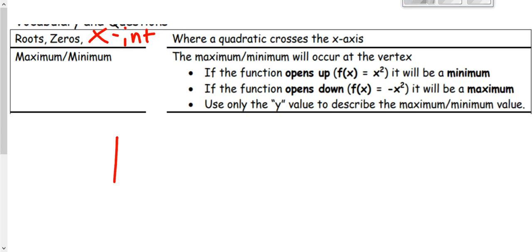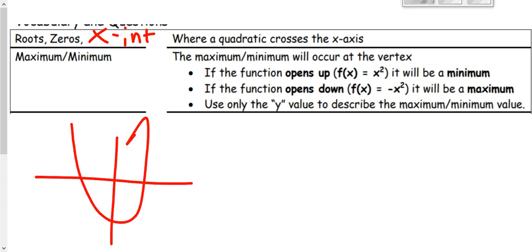So if you're looking at a picture of a quadratic, your zeros are going to be the points, sometimes a point, sometimes 2 points, sometimes it doesn't cross at all, but it's a place where it crosses the x-axis. So in this case, we have 2 of them, and so we would have 2 roots. We would just write the values of those x coordinates.